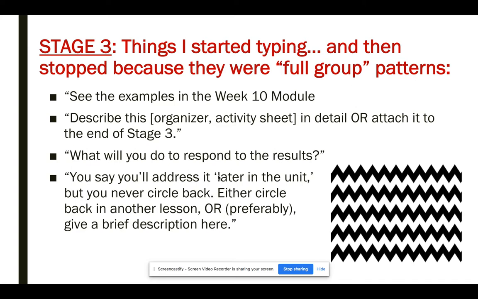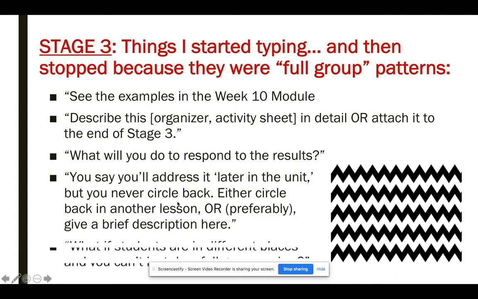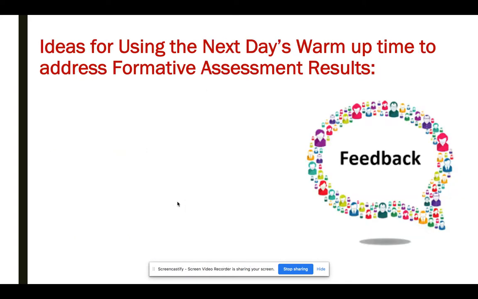So if you just said, this will let me know who gets it and who does not, but you didn't follow through at all, then you need to add some response ideas, how you will respond. If you did say you would respond, but just said you would teach differently later on in the unit, you need to get more specific about that. And you also need to think about what if students are in different places and you can't just do a full group review, because a lot of you relied on a full group review as your way of addressing the formative assessment results. So here are some ideas for you.